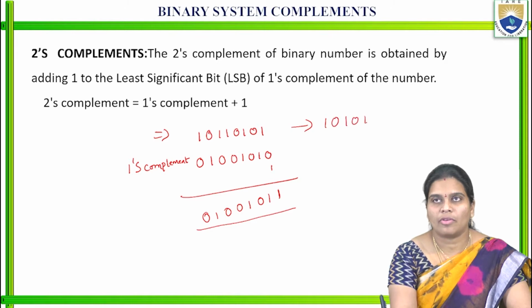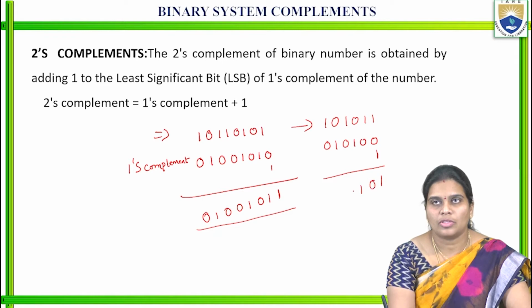Okay, in the next example, 1 0 1 0 1 1. First apply the 1's complement: 0 1 0 1 0 0. In the LSB bit we add the 1. So 0 plus 1, giving 0 1 0 1 0 1. So this is the 2's complement.